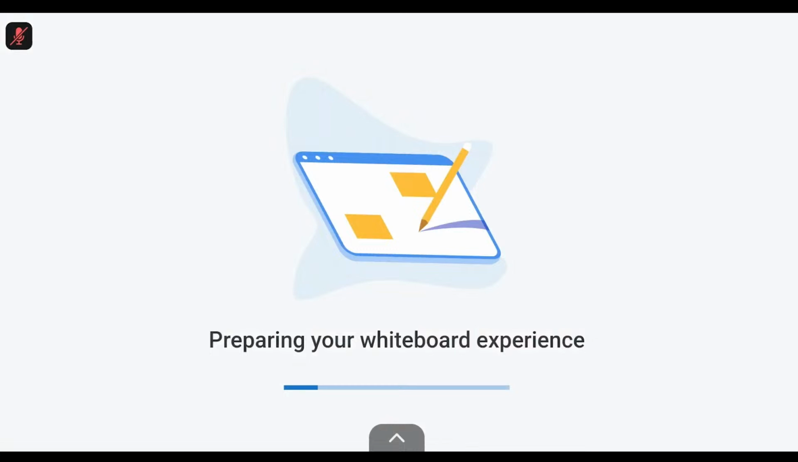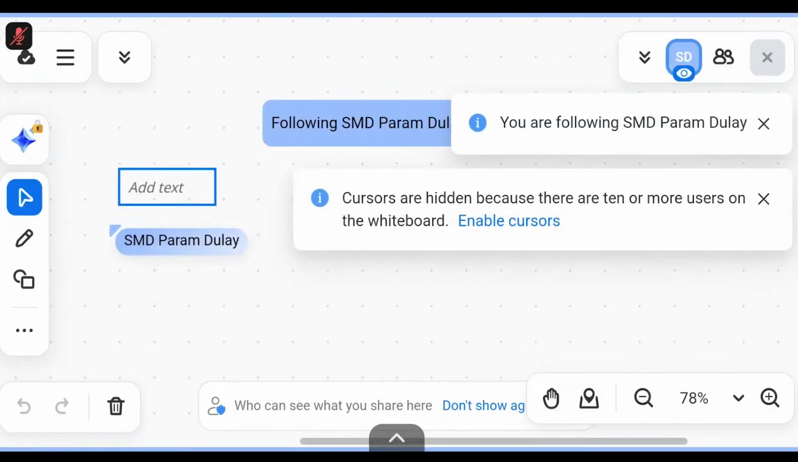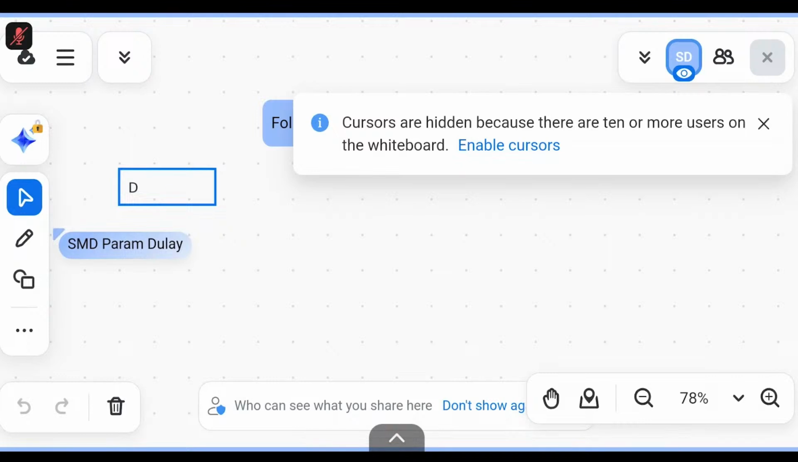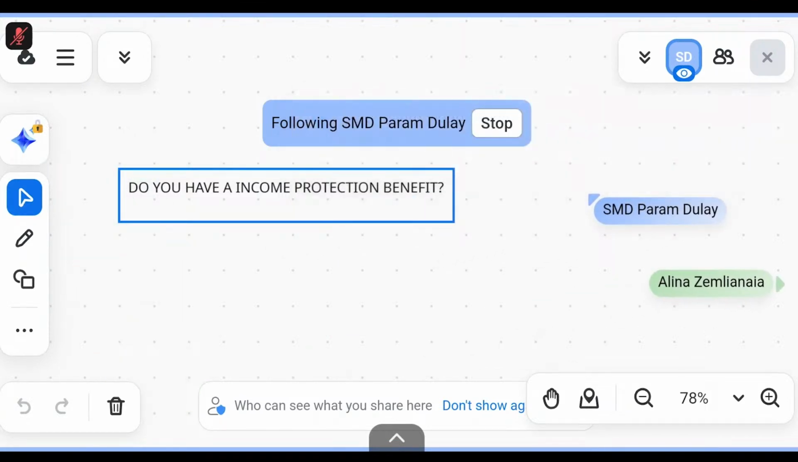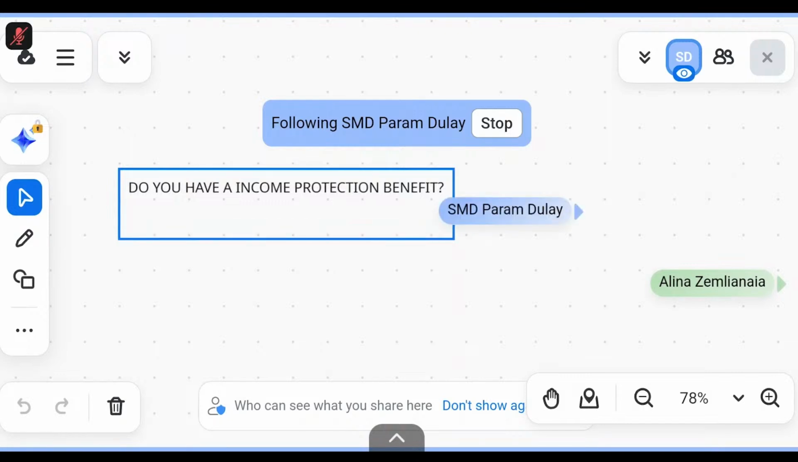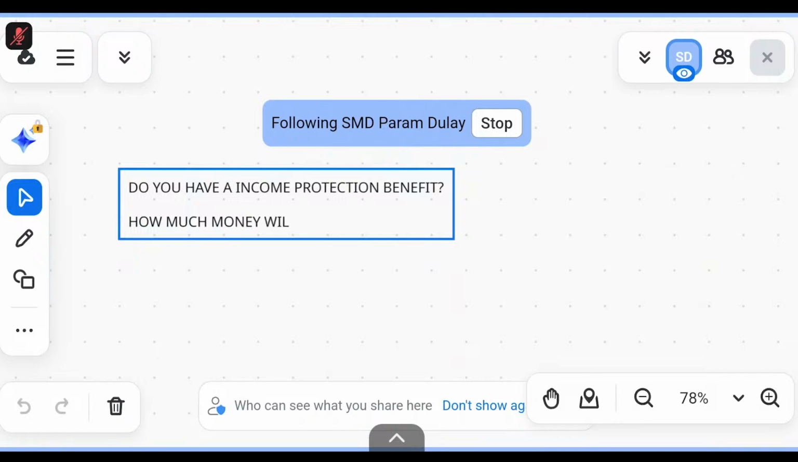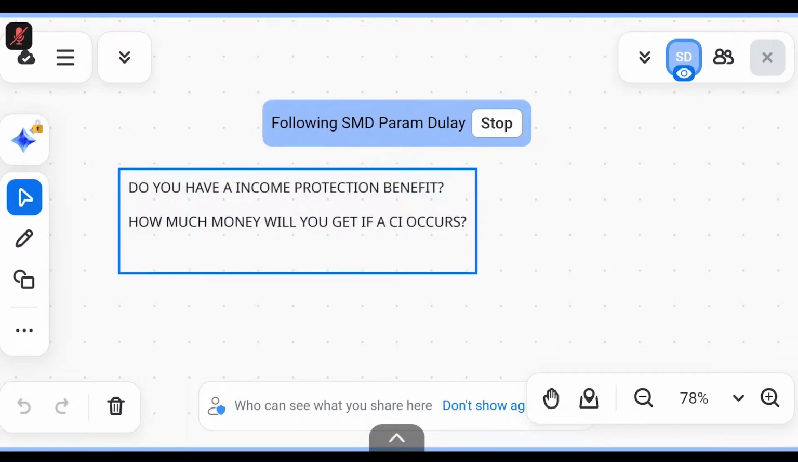You have to bring value to the client. So you have to ask questions like, number one, do you have an income protection benefit, right? And till what age? Is it till age 65, right? What amount are you going to get monthly? And is it tax-free? Second question you can ask, how much money will you get if a critical illness didn't occur and you didn't die? How much money will you get, or your family? Is it tax-free? Third question you can ask, for how long are you going to have those benefits?